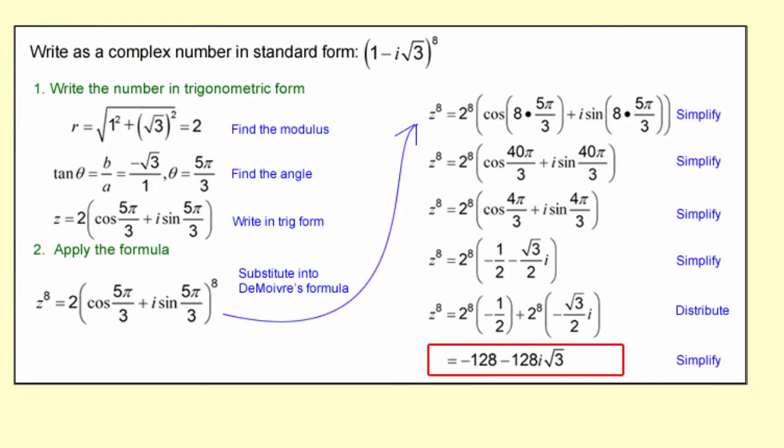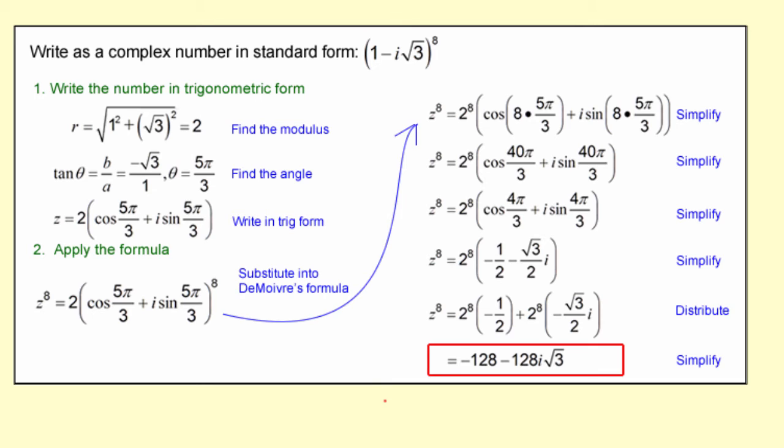So here's an example of using De Moivre's theorem to raise a complex number to a power. First, you write the number in trigonometric form and find the modulus, or the absolute value. In this case, r equals the square root of 1 squared plus square root of 3 squared, which simplifies to 2. That's the modulus. And then theta is 5 pi over 3 because b over a is negative square root of 3 over 1. The reference angle is pi over 3, but because it's in quadrant 4, that makes 5 pi over 3.